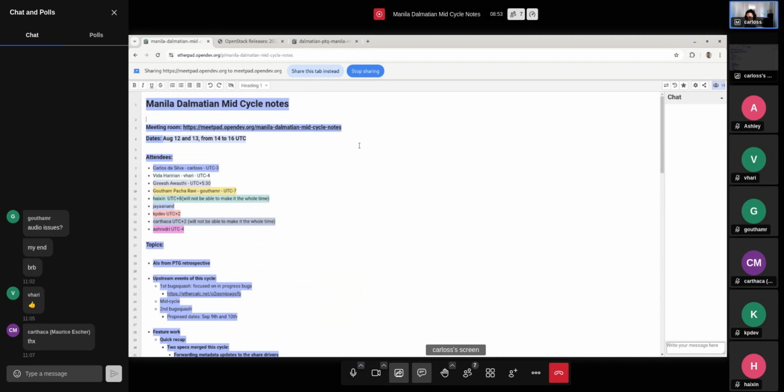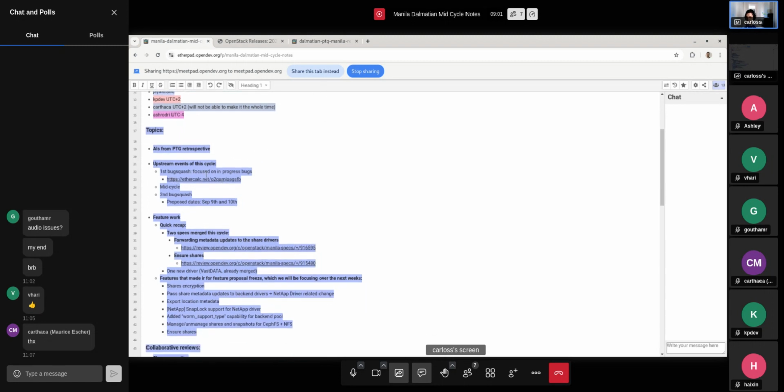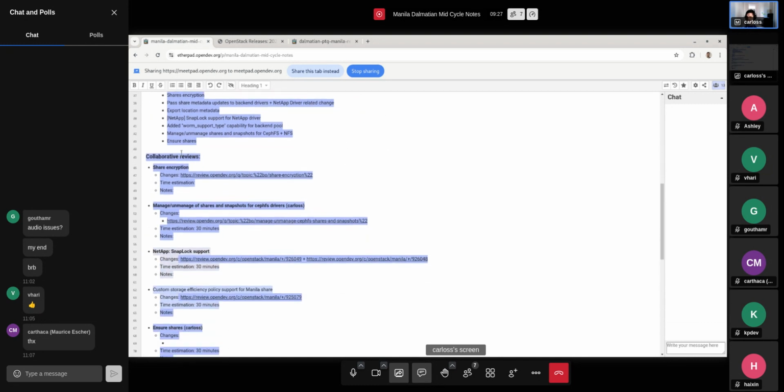So for today, we will be focusing on a couple of topics that I propose here. For example, some AIs from our previous PTG retrospective, the upstream events for the cycle, and also trying to propose some dates for the next bug squash. We agreed we should do two bug squashes for a release. We've done the first, but we'll do a second one, and I would like to collect some feedback. Also, talk about some feature work and the features that made it to feature proposal freeze, and what should be our focus for that. And then later go to the collab review session.